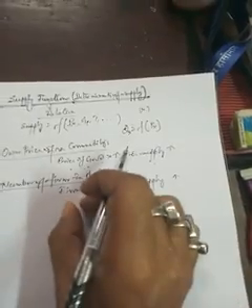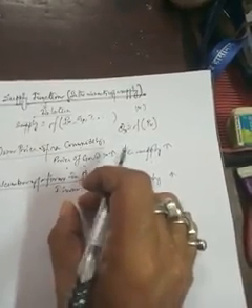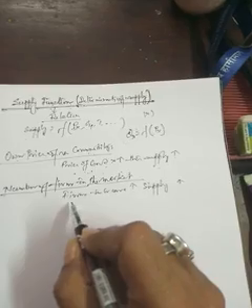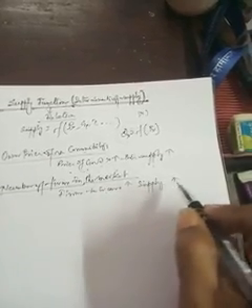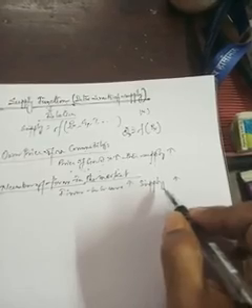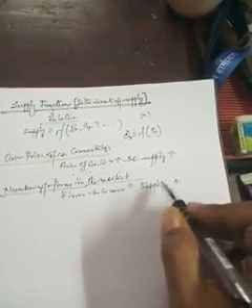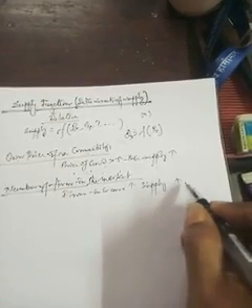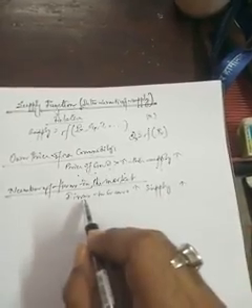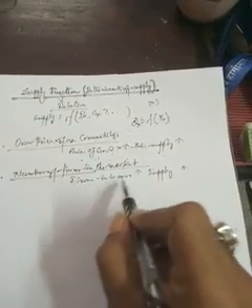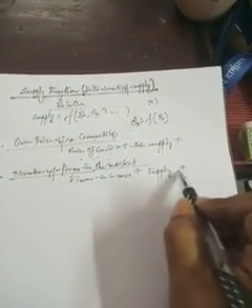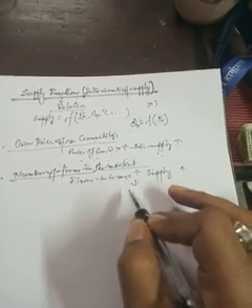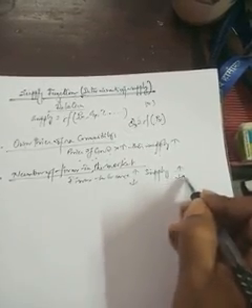Suppose there are 2 firms in one market, and in another market there are 10 firms. In the market where there are 10 firms, supply will definitely be greater, where the number of firms is higher. So we can say that if the number of firms increases, then supply increases, and if the number of firms decreases, then supply also decreases.